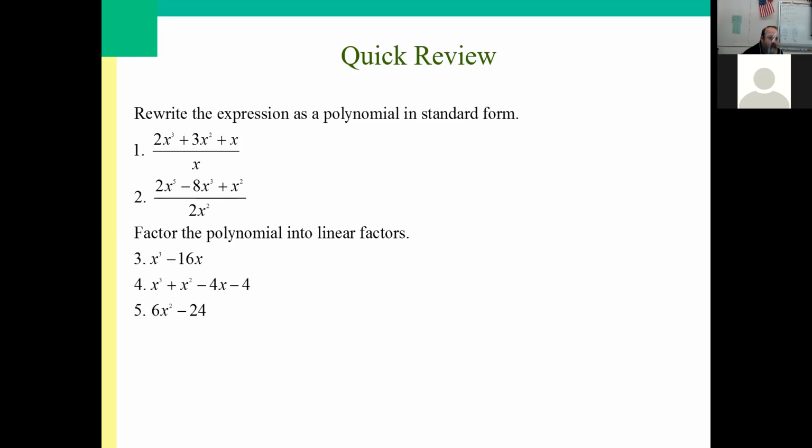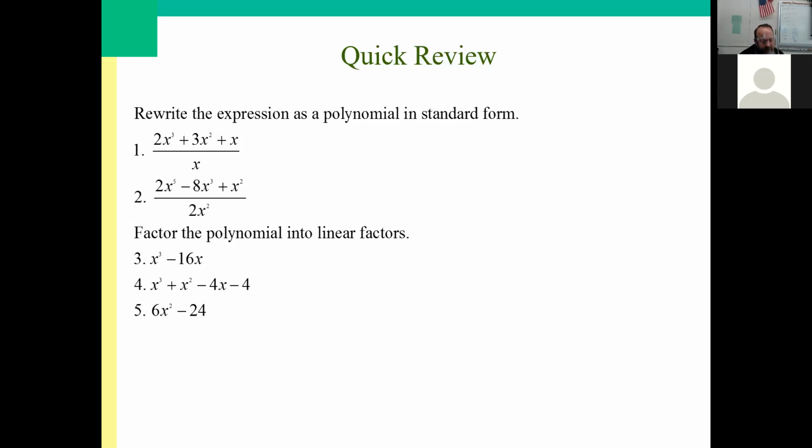I know it's a little small, but you should get x to the third, then minus 4x. And then the last part, what happens when you take x squared and divide it by 2x squared? You just get a half. That's it. So we should have x to the third minus 4x plus a half.